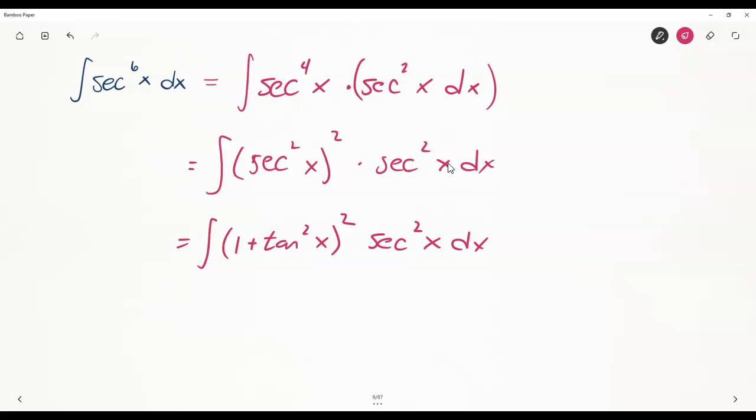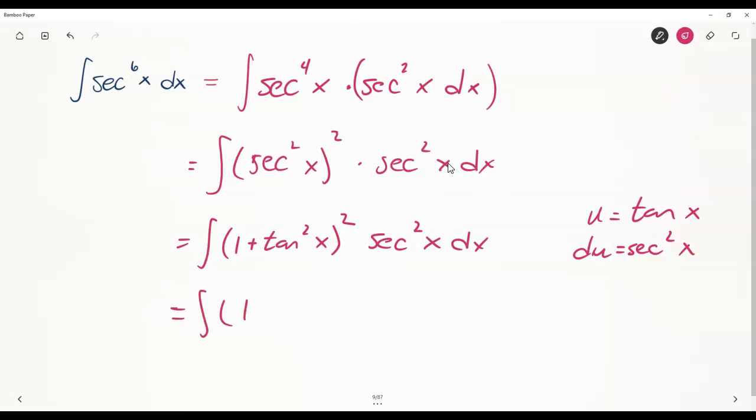At this point, now we're ready for our substitution. Integration by parts is not needed here. It's a substitution problem. And you let the substitution be the function you just used the identity to convert to, not the one you converted from. So I'm going to let u equal tangent. du is going to be secant squared. And this is going to become the integral of 1 plus u squared squared du.